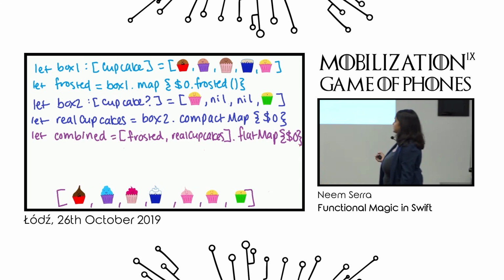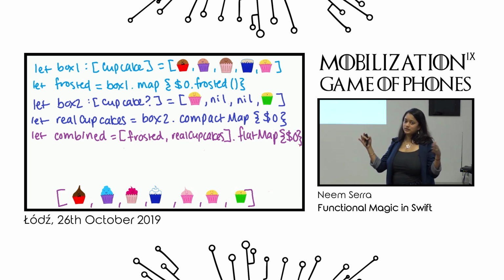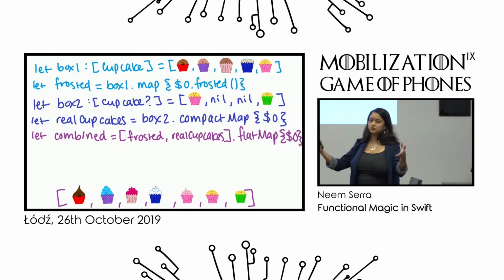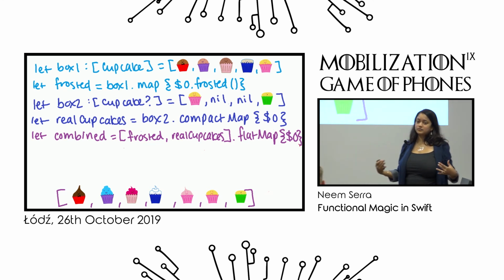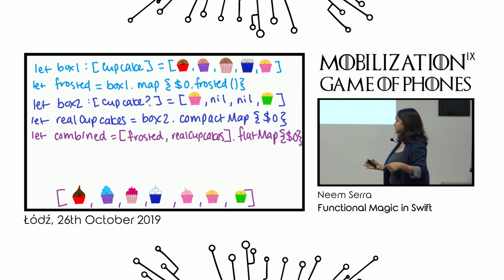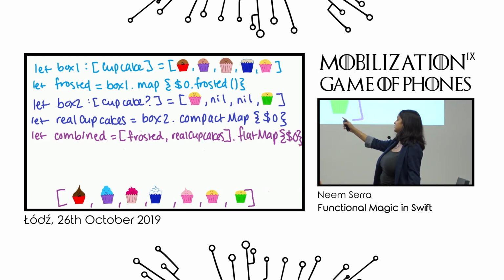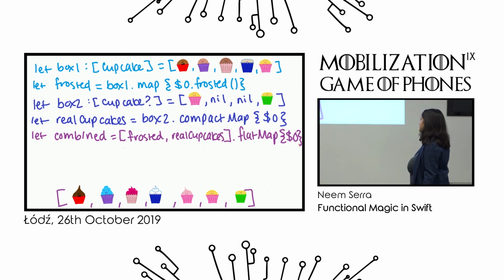The next thing I want to do is combine my 2 boxes of cupcakes. If you remember, we used flatMap before to remove a layer of complexity. So we're going to remove one of the outer layers of arrays and combine them all. So now we're going to have this nice combined array of cupcakes.